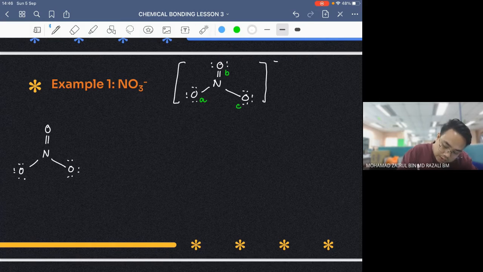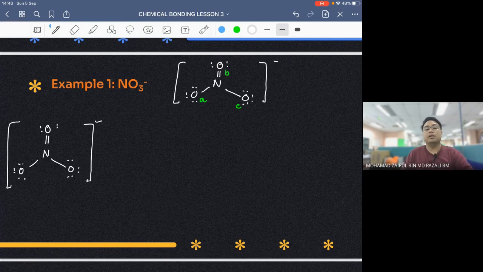Okay, make sure awak kena lukis dia punya bracket sebab dia adalah ion. Okay, so sebab awak tengok semua ni octet, so waktu awak buat resonance structure itu pun awak kena make sure everything is octet. Okay, kalau kita tengok pada permulaan dia, double bond ini located between nitrogen and also oxygen B. Okay, so sekarang ni saya boleh pindahkan double bond tu pergi antara nitrogen dengan oxygen A.